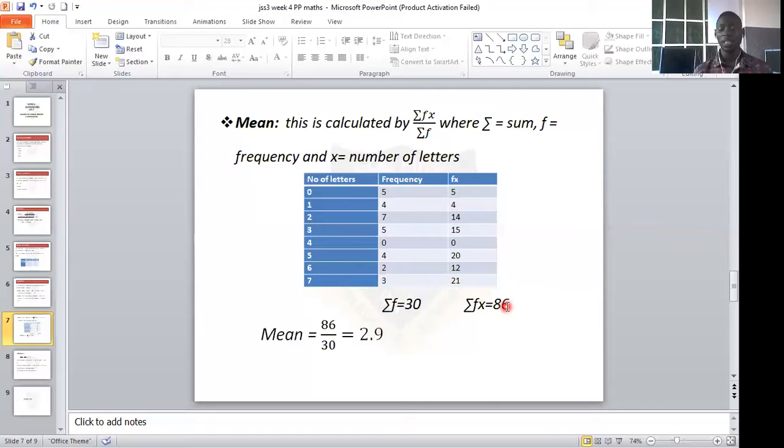86. It makes it a lot easier like this. So just apply everything in your formula. Bring this Σfx, which was 86, over what? 30. 86 over 30 equals what? 2.9. It makes it a lot easier.